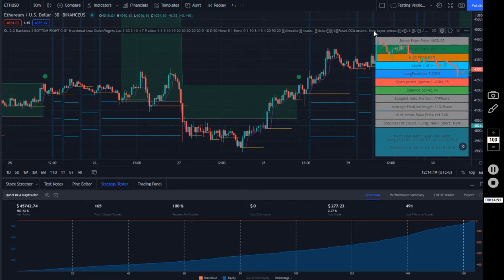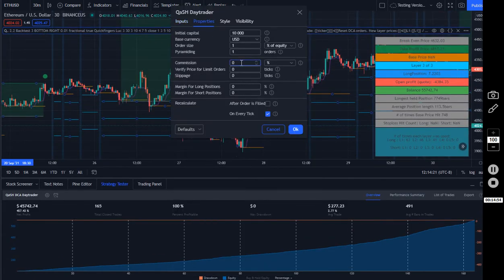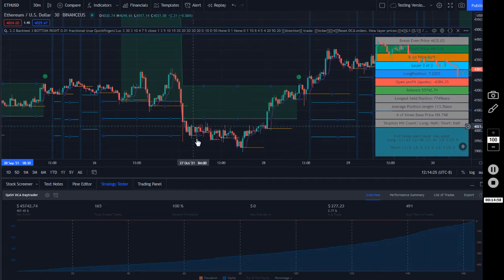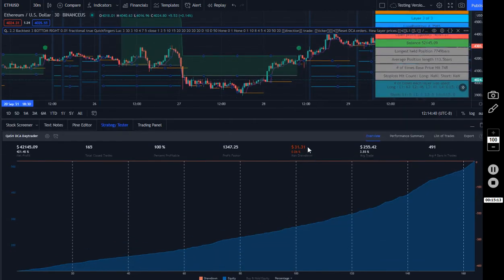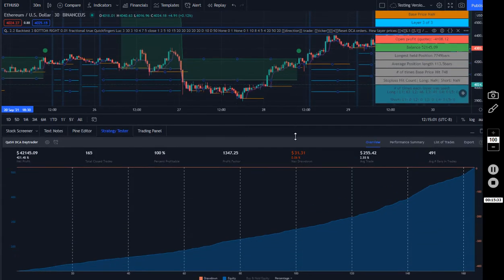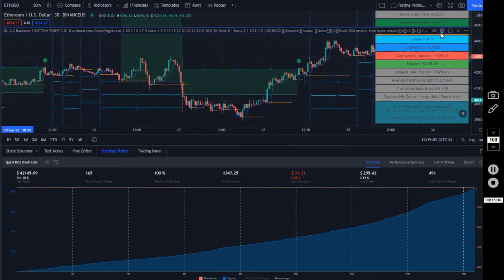Let's see what happens if I turn on commissions. Set this to match Binance commission fees, 0.1%. Okay, it hurt our net profit a little bit. It went from 450% down to 421%, and now we have a drawdown of 0.06%. So I think that's the commissions that's causing that, but we're still closing every trade in profit. Okay, now let's see if we can improve on this even more.